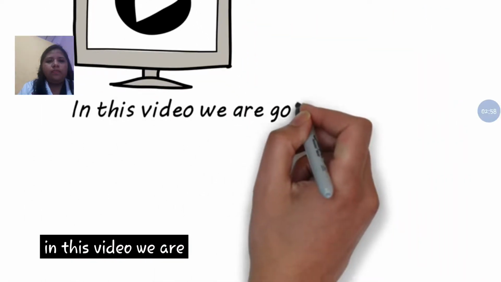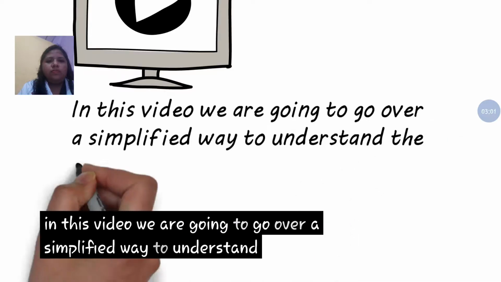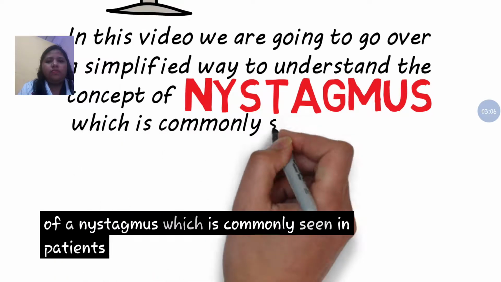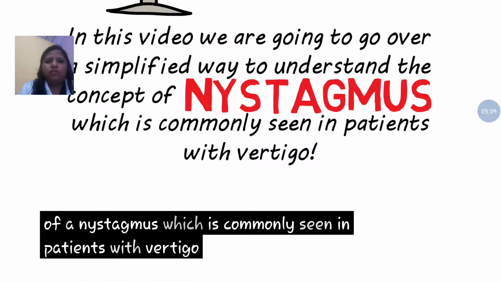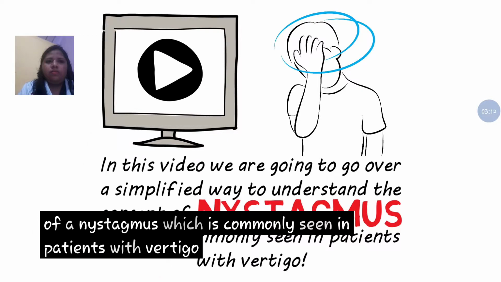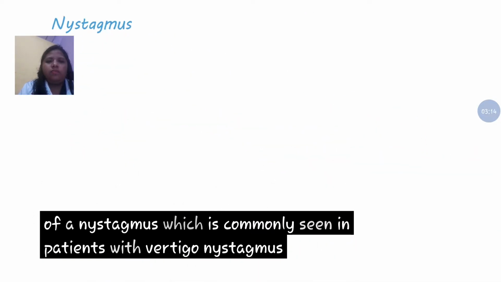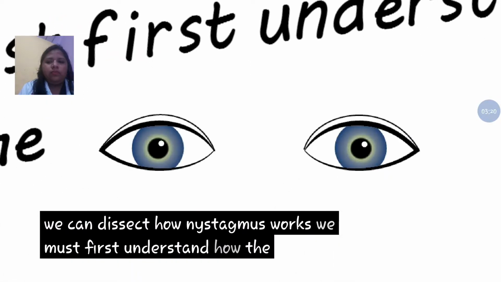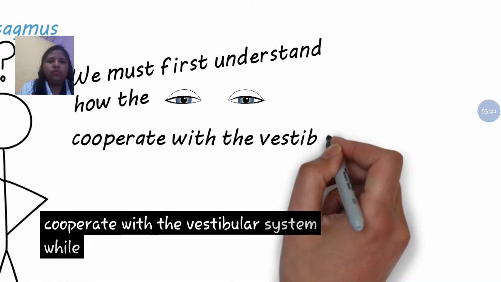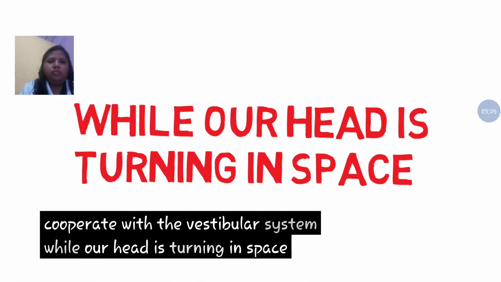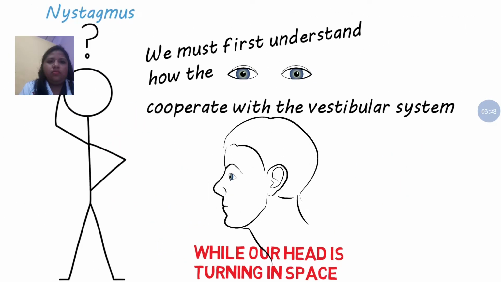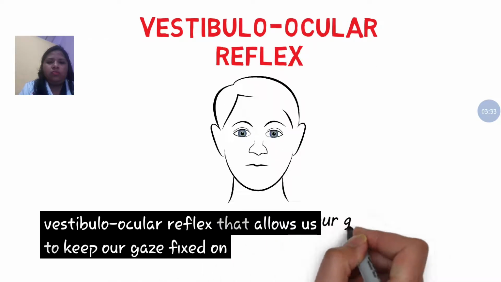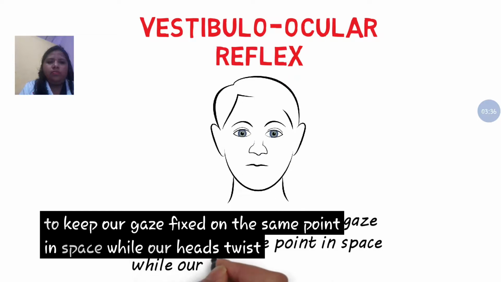In this video, we are going to go over a simplified way to understand the concept of nystagmus, which is commonly seen in patients with vertigo. Before we can dissect how nystagmus works, we must first understand how the eyes cooperate with the vestibular system while our head is turning in space. The vestibulo-ocular reflex allows us to keep our gaze fixed on the same point in space while our heads twist and turn.